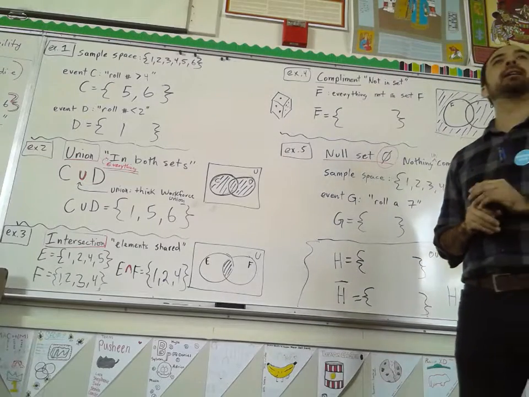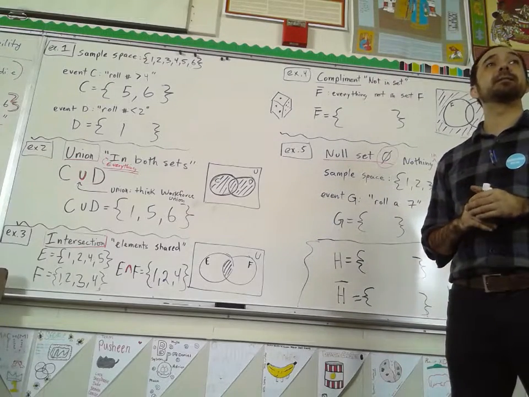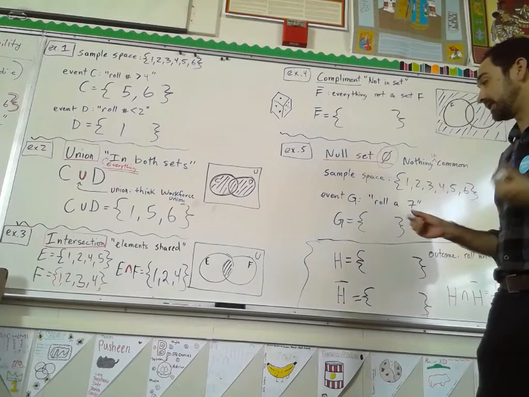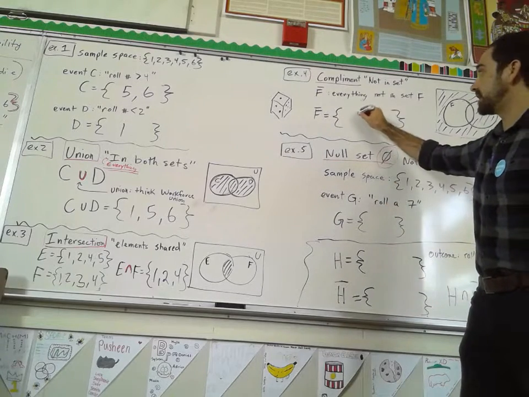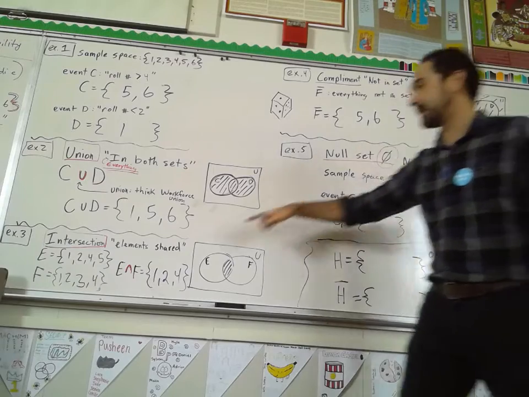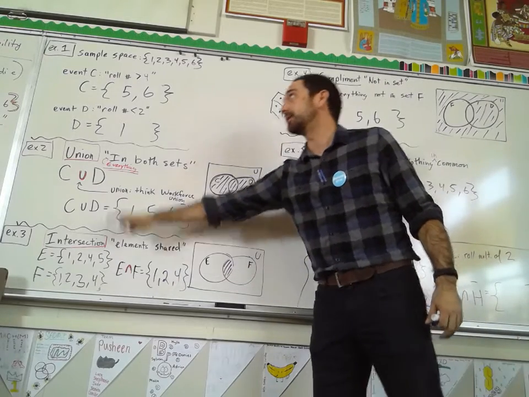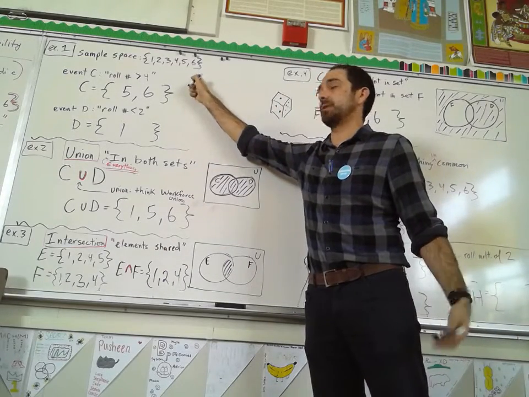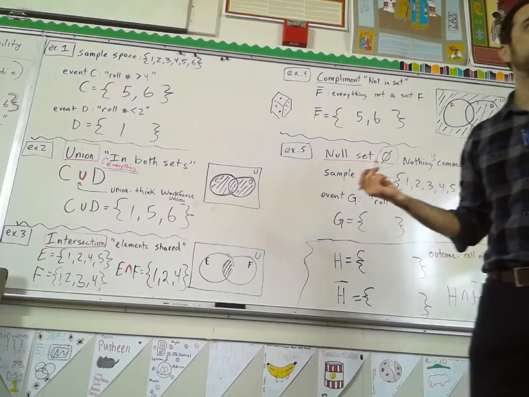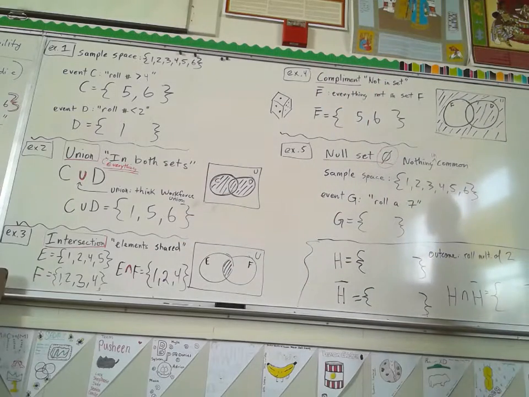Yanni, what'd you guys get? 5 and 6. We look to see what is in set F, right? We look to see what sample space we're using, 1 through 6, so 5 and 6 is what's left. Okay? So far, again, it's just the notation, the language we've got to get used to.